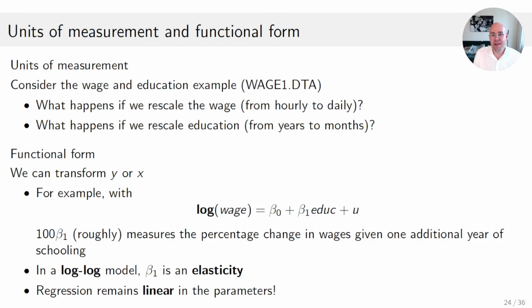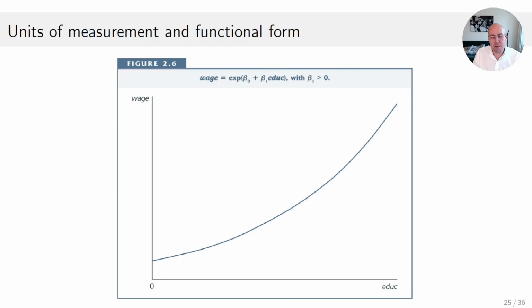Importantly, we're still having a linear model here. We're still having a linear model in the parameters. When you look at this wage equation, you see that it's still linear in the betas. That is important, and that means that we can still run OLS. We just have a transformed variable on the left-hand side, but we will still do exactly the same as before.